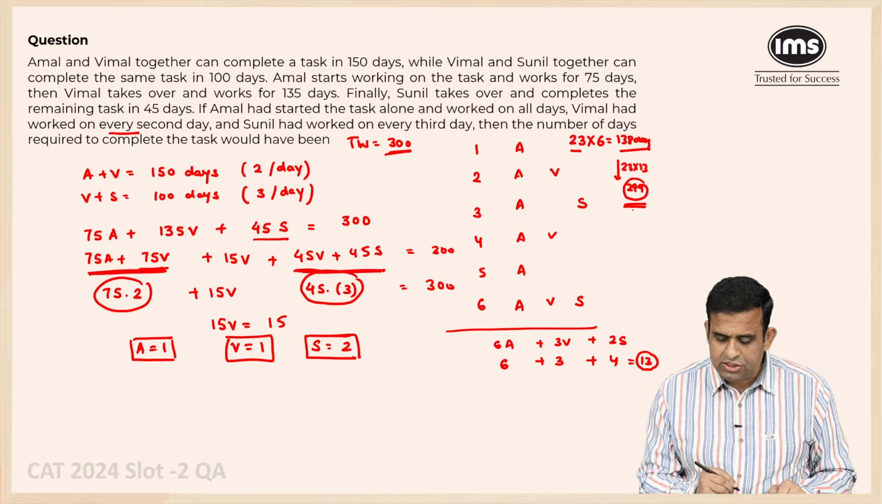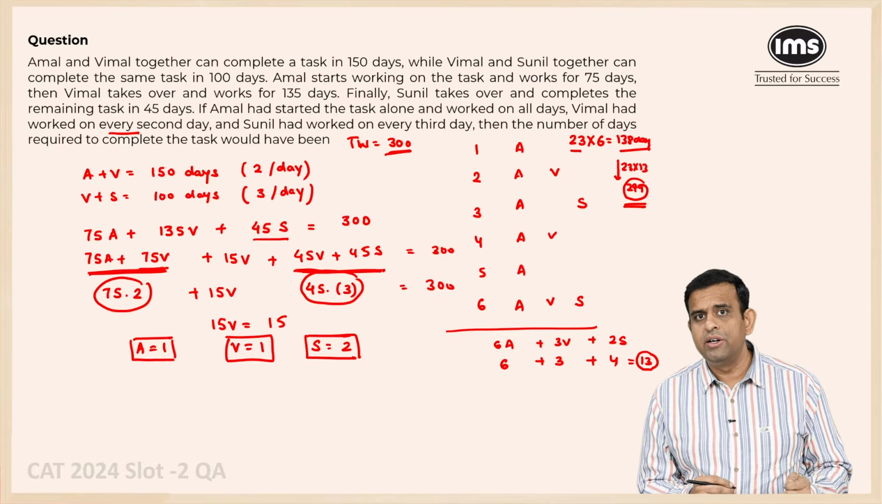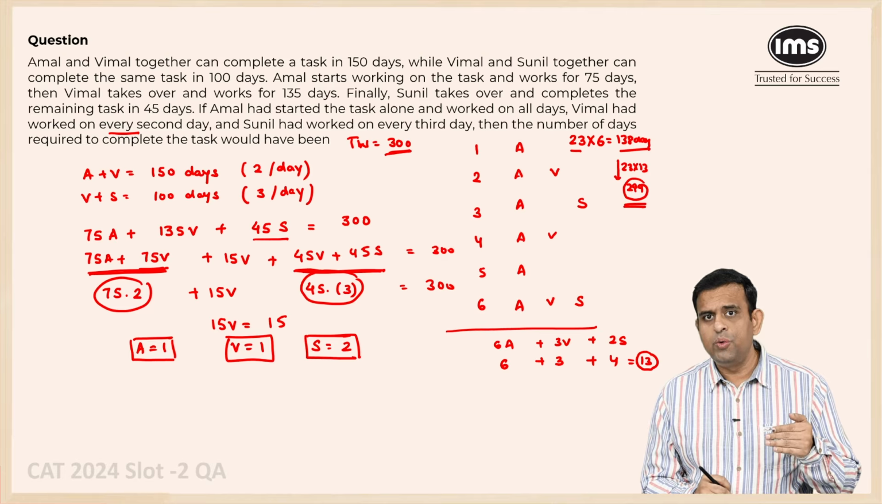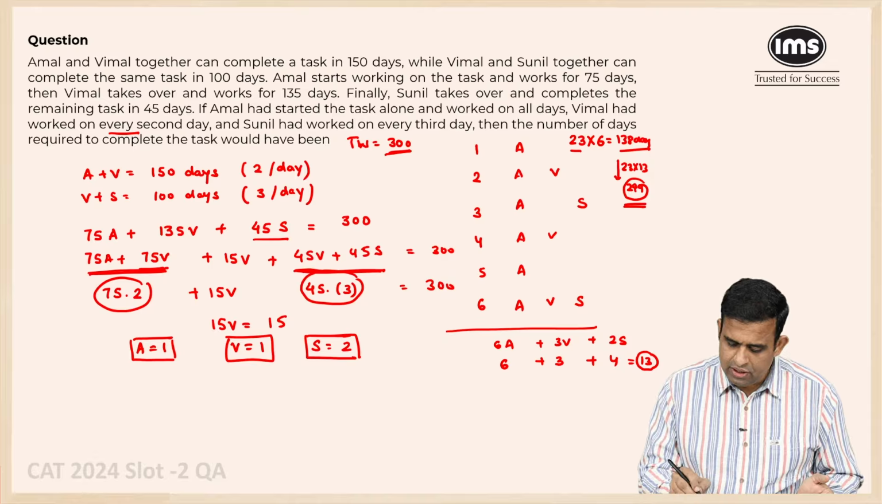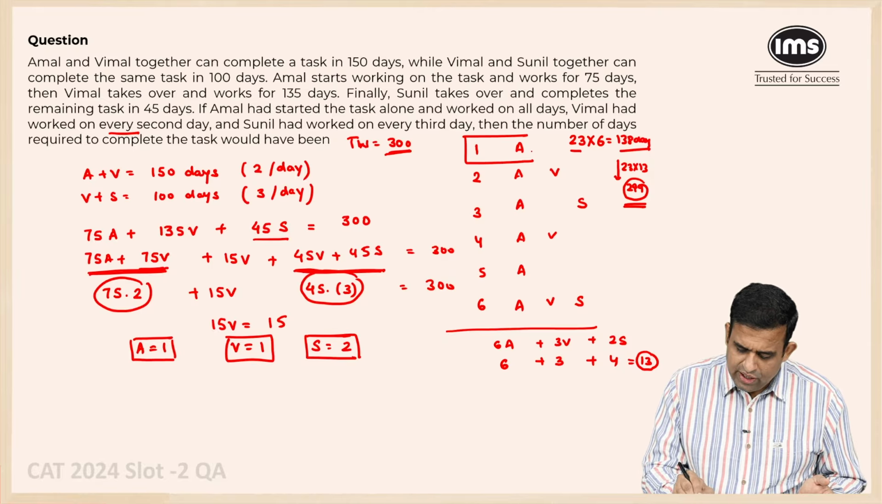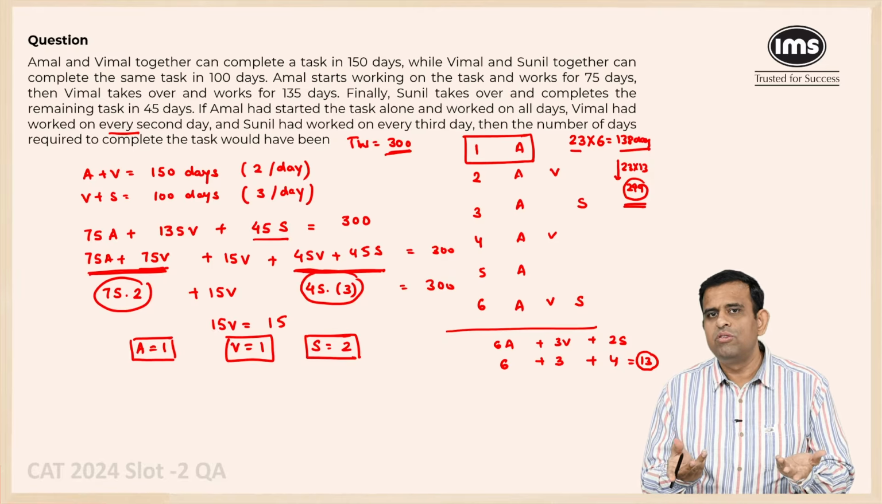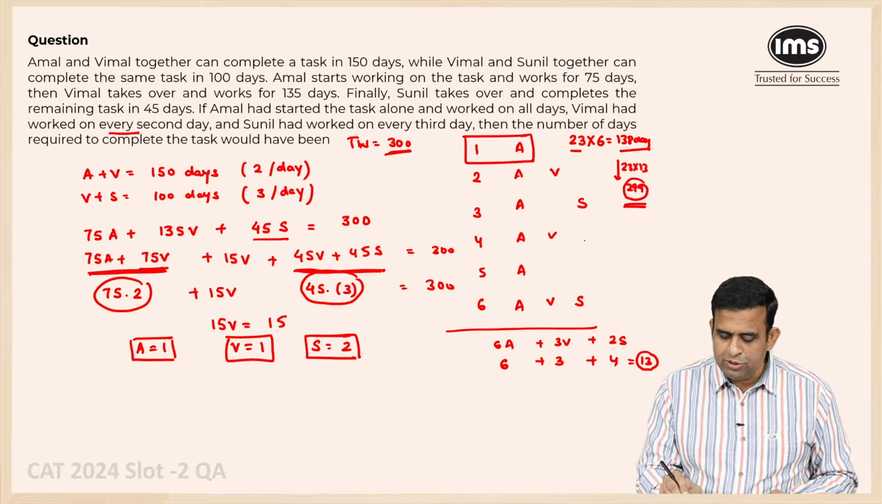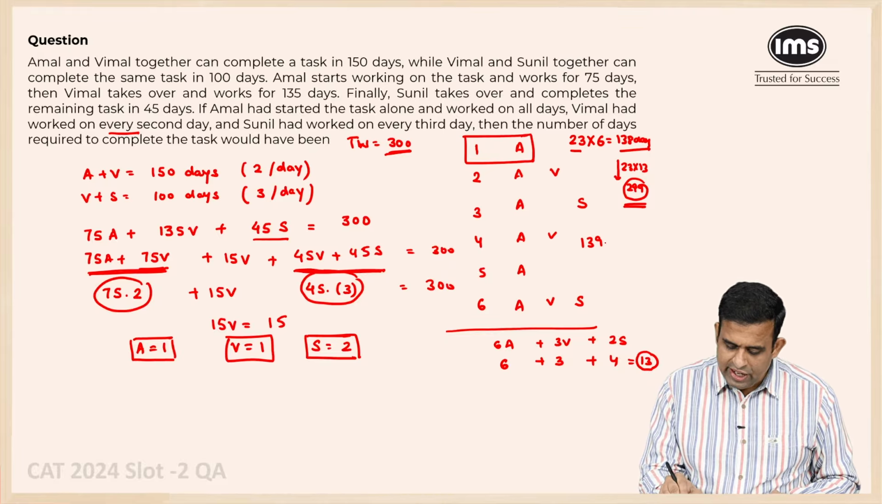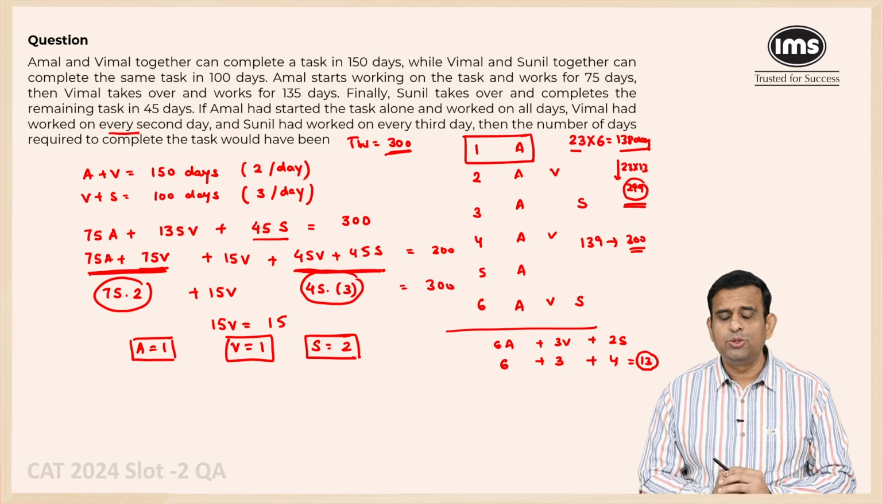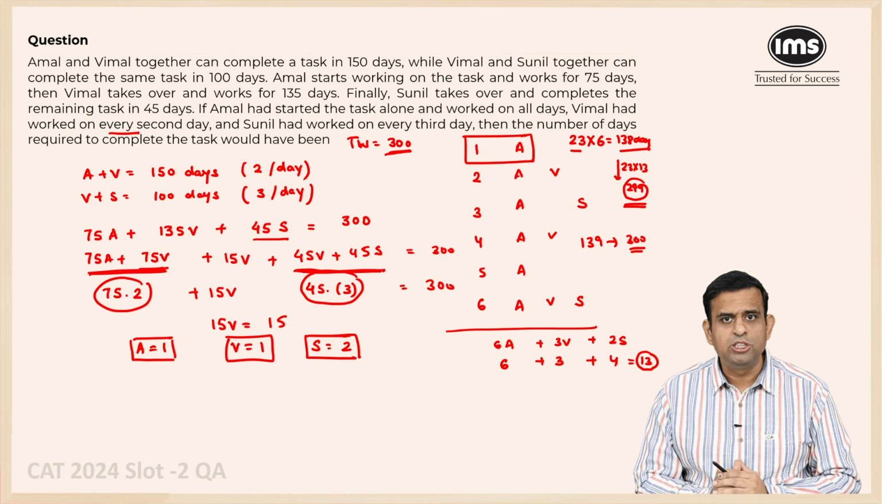This much work is done by the end of 138 days, which means if I look at the 139th day, only A will work and he can do 1, and the amount of work left also is 1, which means by the end of 139th day, the work done would be 300 and the entire work is over. So the required answer for this particular question happens to be 139.